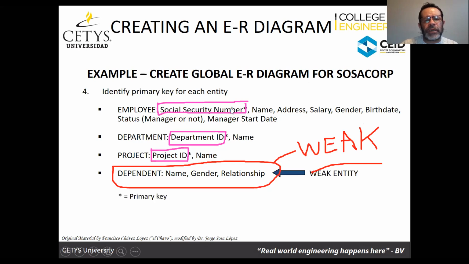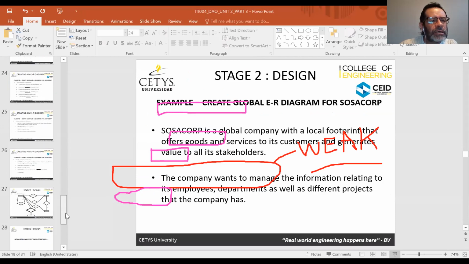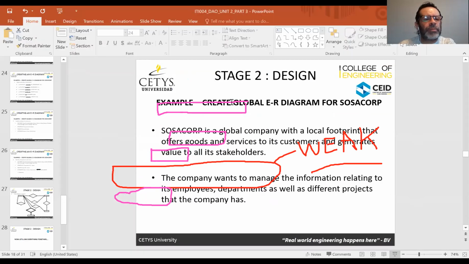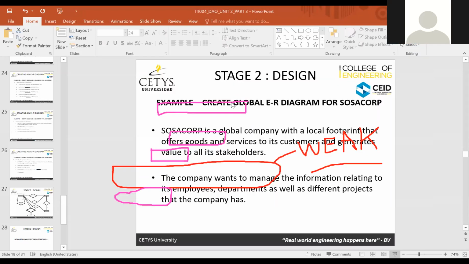And so this is what we were talking about. These are the primary keys. The primary keys are the pink ones. And we've just identified this one as a weak entity. And we've established these attributes. Questions here before we take a pause? No, I'm good. Okay, I'm going to stop the sharing for a moment and take a pause here.